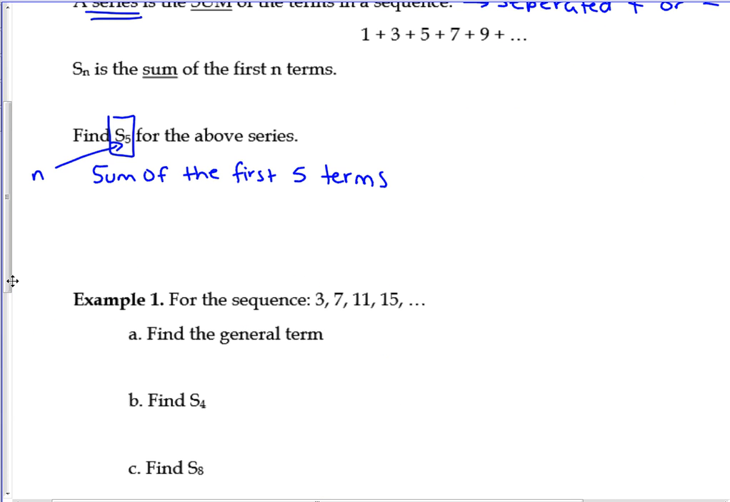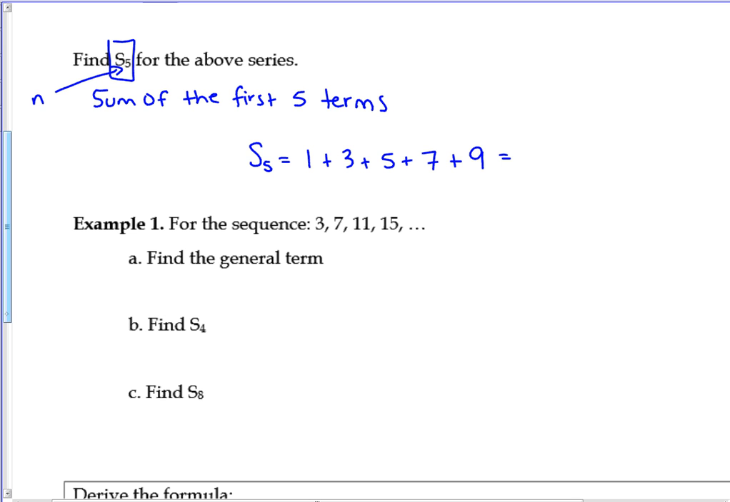Okay, so if I wanted to actually find S5 in the sequence above, I would have to add the first term, the second term, the third, fourth, and fifth together. 1, 3, 5, 7, and 9. That adds to 25. As long as it's only asking for a very small sum, S4, S3, that's easy to do. If I ask for the sum of the first 100 terms, that's going to take a while if you wanted to do it manually.